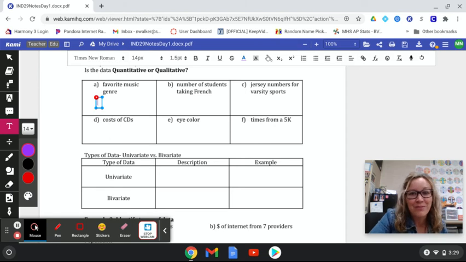different things. So I will tell you, if you watch Gilmore Girls, the soundtrack in Gilmore Girls is like what I listened to in high school. It's my favorite. So favorite music genre has nothing to do with a number. That is qualitative.